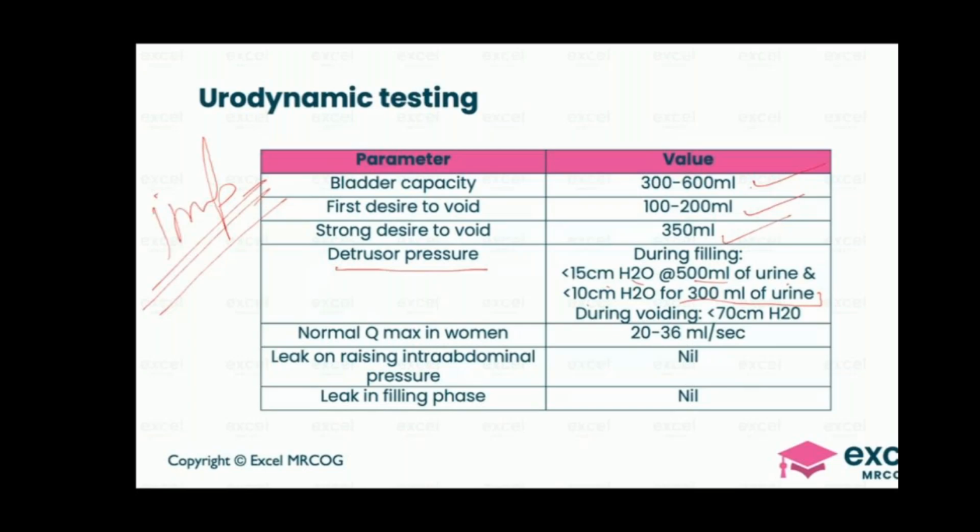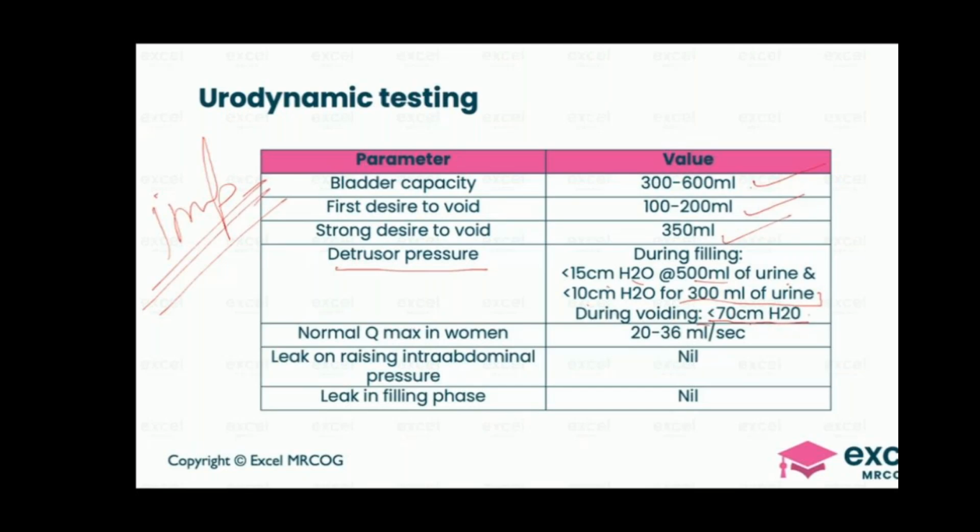Okay, so on an average, you can remember that during filling, it should be less than 10 centimeter, and a little closer to voiding, it should be less than 15 centimeter. During voiding, bladder pressure should not rise above 70 centimeter, because the very fact that the bladder has to exert more pressure means that there is some obstruction.